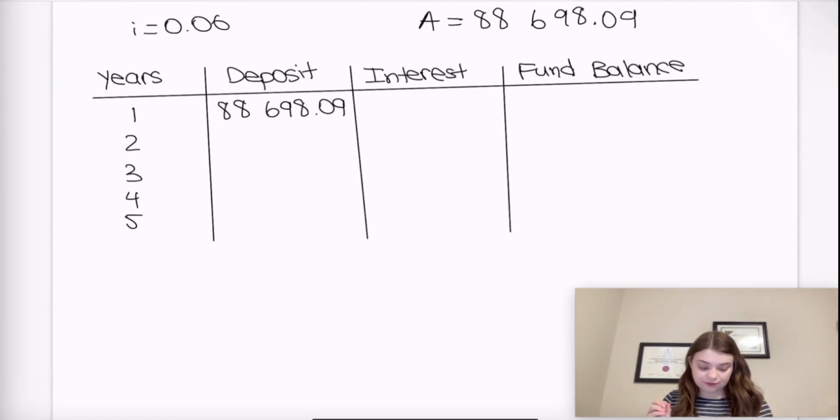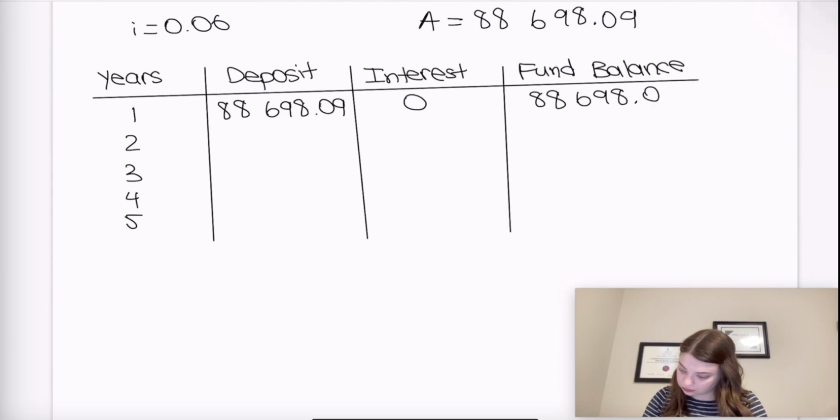Now, of course, in the first year, right after we put this in, we're still not going to get any interest just yet. So I'm going to put 0, and that means the fund balance is just the money we put in so far.